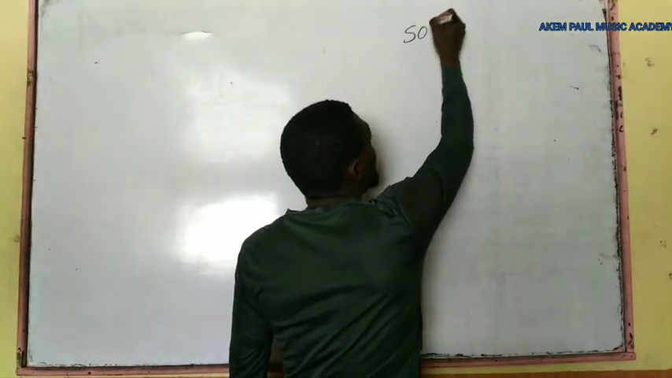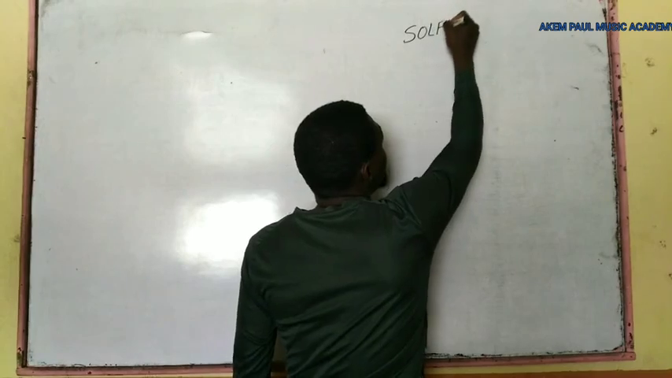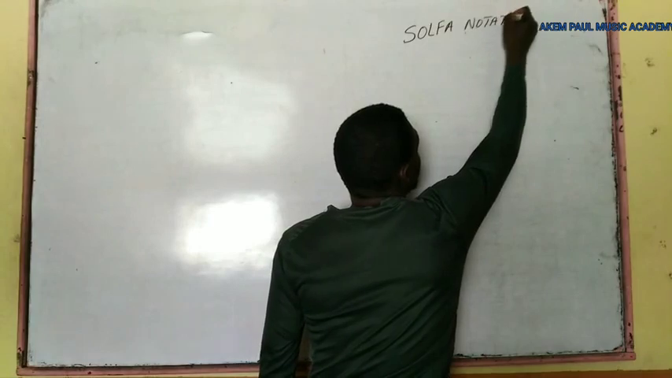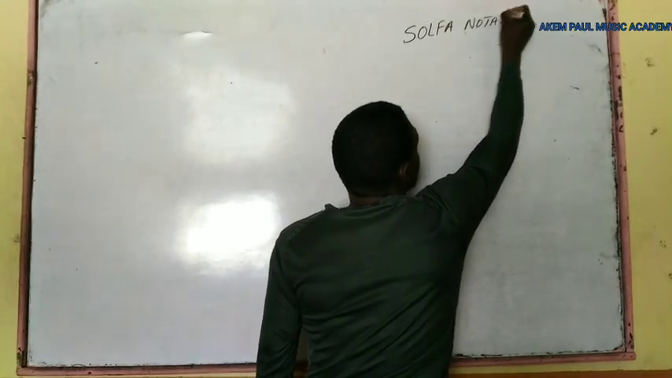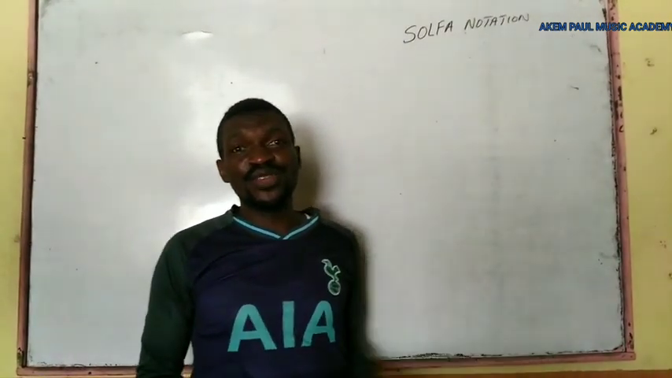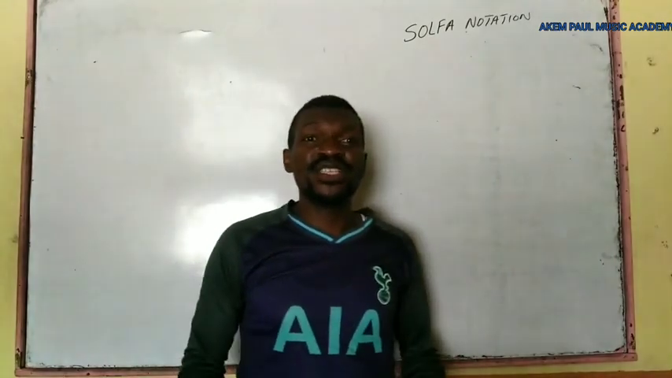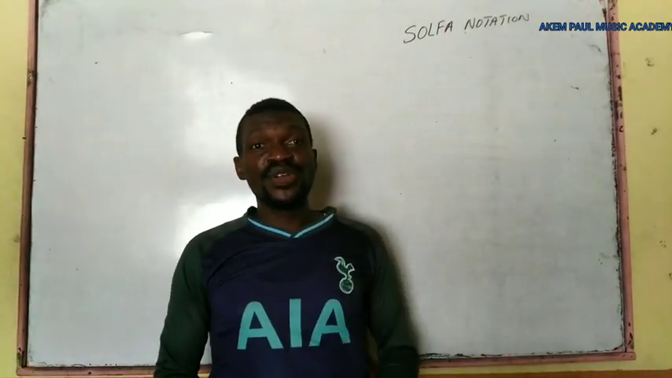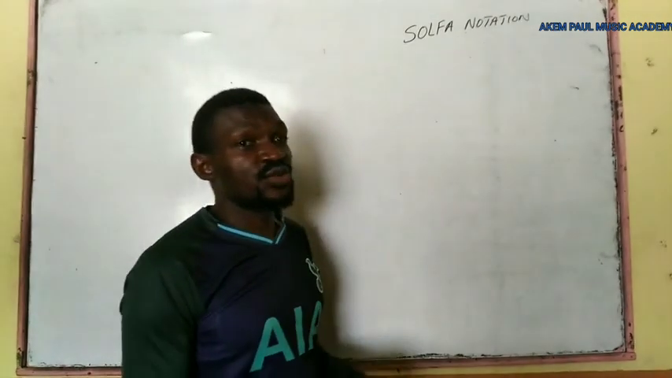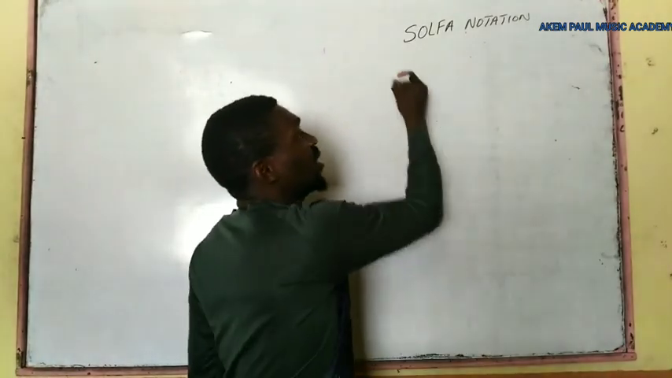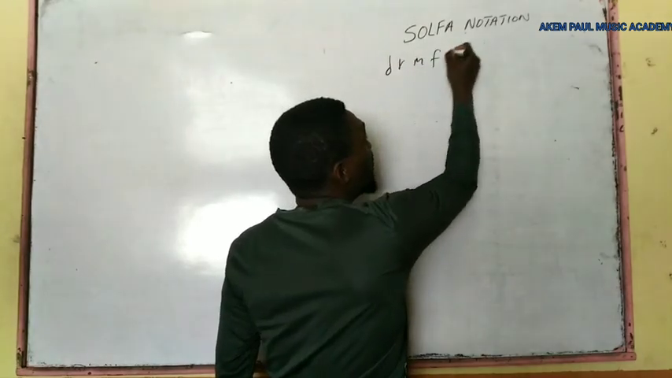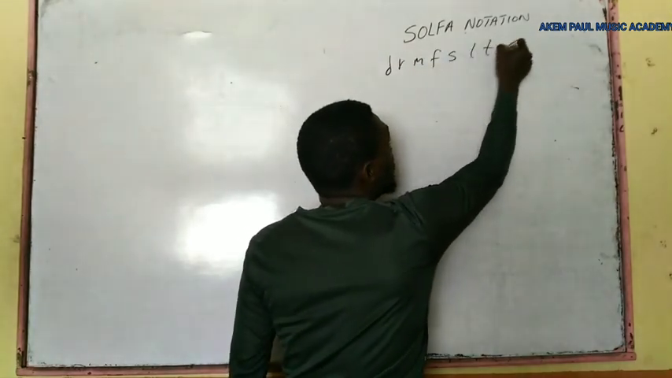Solfa notation. In music, notation means writing. So Solfa notation is another way, or a system, of writing music using the solfas. That is the consonant sound. We'll start with knowing what the consonants are. We have do, re, mi, fa, sol, la, ti, then do.